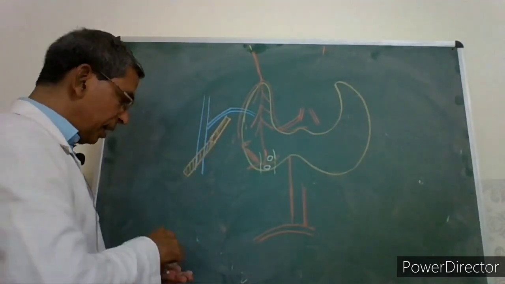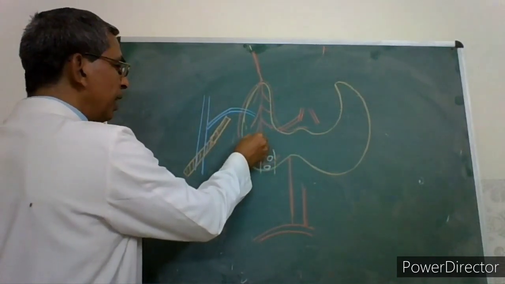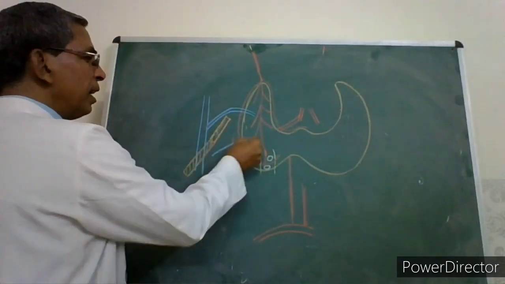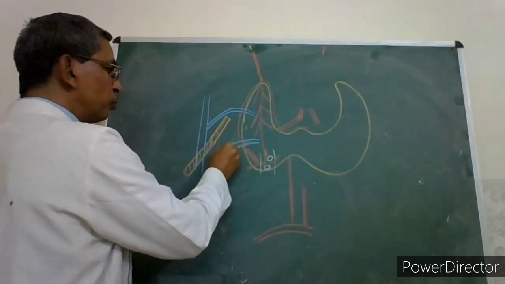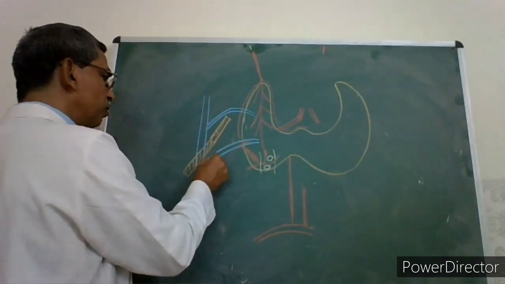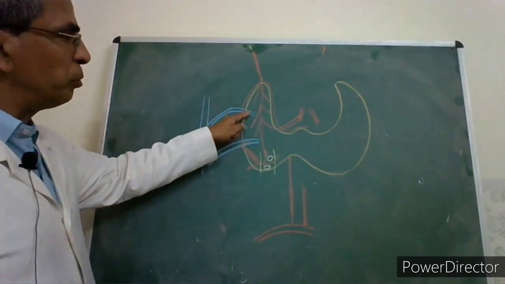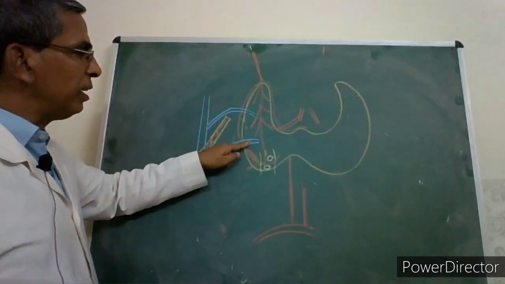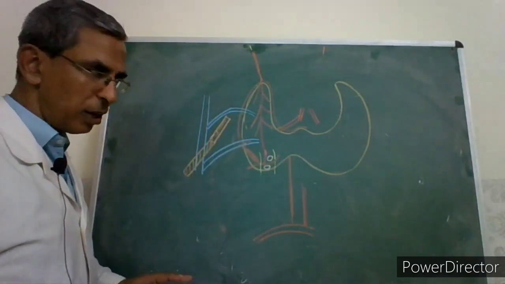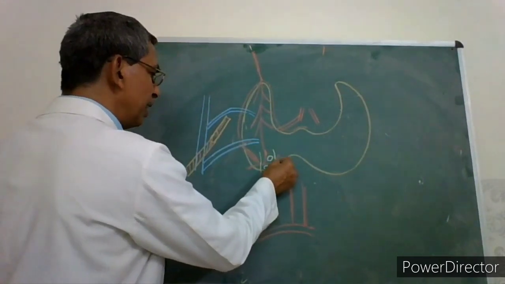Now the middle thyroid vein. The middle thyroid vein comes from the middle part and passes along the inner border of the superior belly of the omohyoid muscle and enters into the internal jugular vein. So two veins, the superior thyroid vein and the middle thyroid vein, enter directly into the internal jugular vein. Clear? Now the inferior thyroid vein.